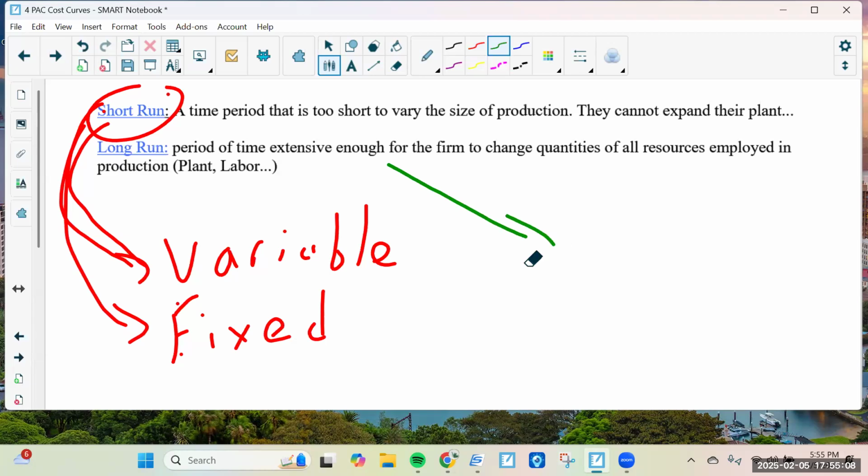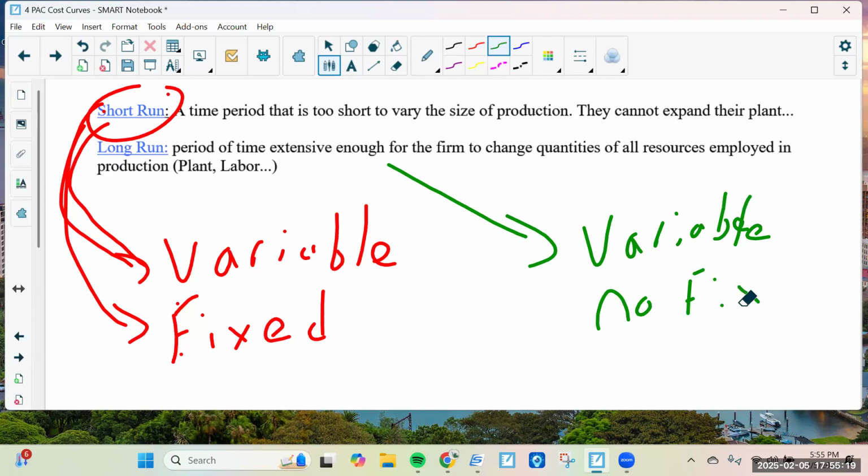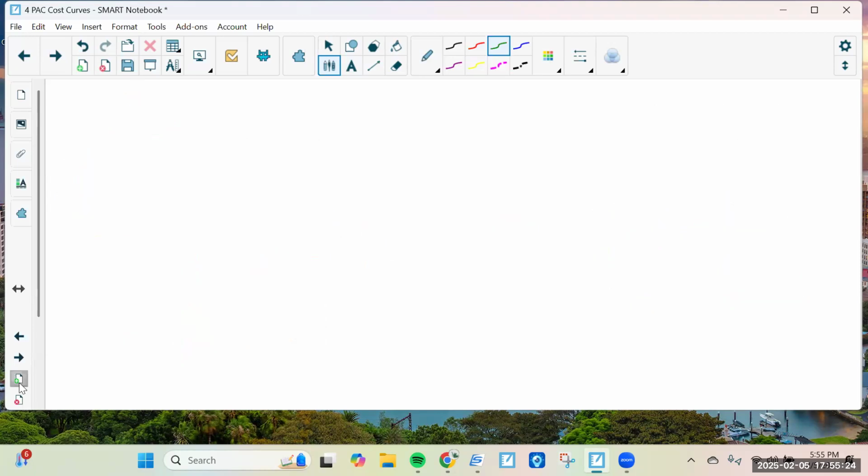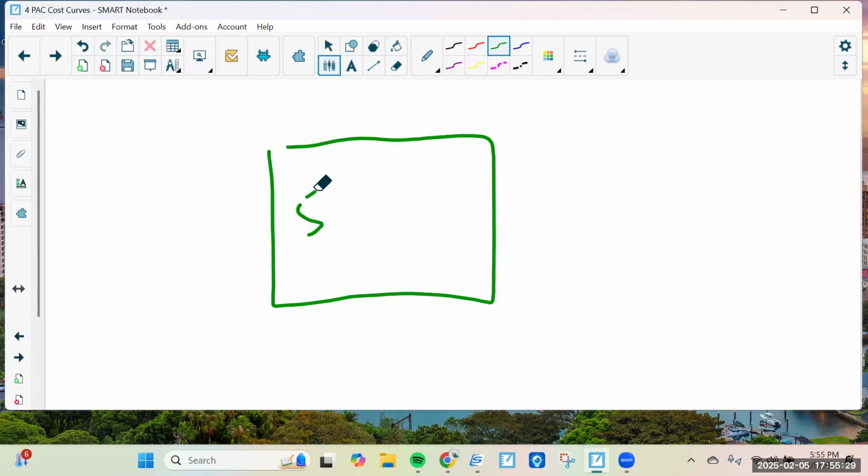In the long run, everything is variable. You have no fixed cost in the long run. Okay, so let's suppose you're at your home school, and your home school has 50 classrooms. They have to hire teachers, say 50 teachers. They have to run the electricity. They have to do all that, right? They're going to be limited on how many students they can service.